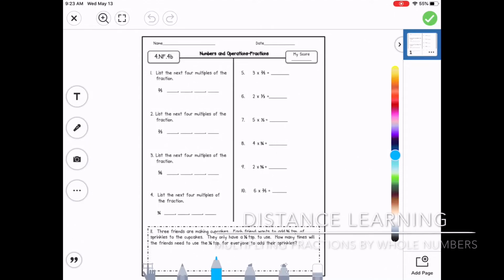Good morning, fourth graders. Today in math, we're going to continue reviewing multiplying fractions. So I only have one page for you to work on today.